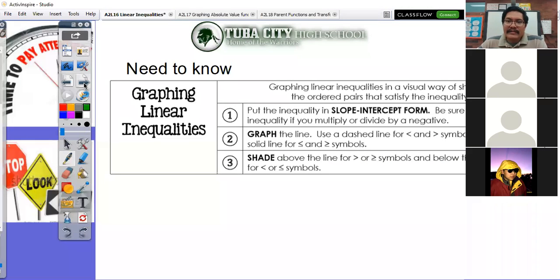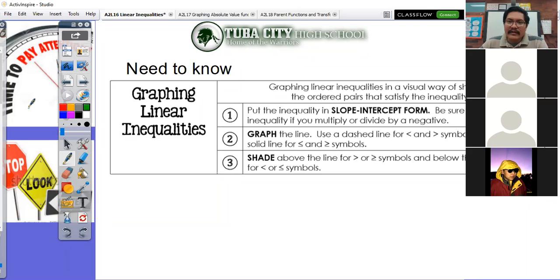And here it says to put it in slope-intercept form, make sure to flip the inequality if you multiply or divide by a negative. So I think it was about week 5. Remember, we did the thing where if you divide both sides by a negative, you got to flip the inequality sign, the direction that the mouth is going. And then we have to graph the line.